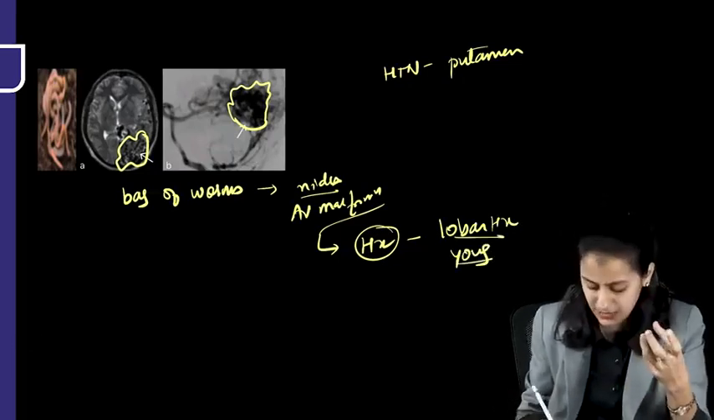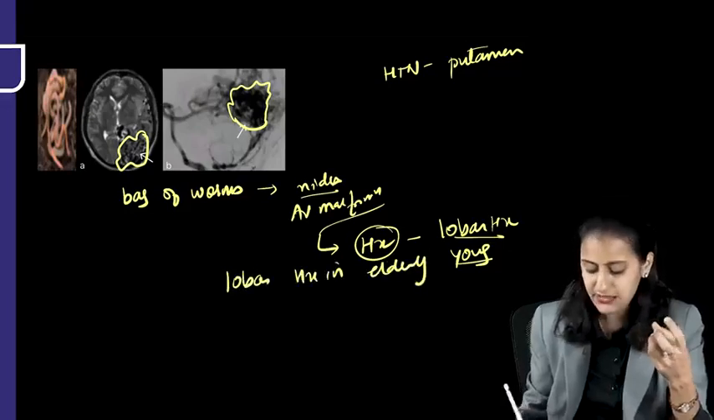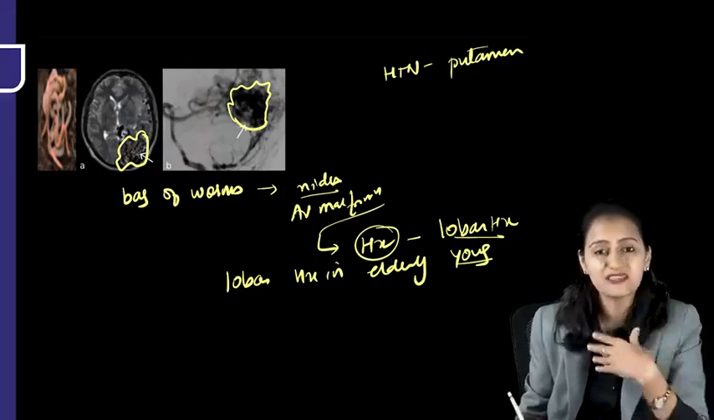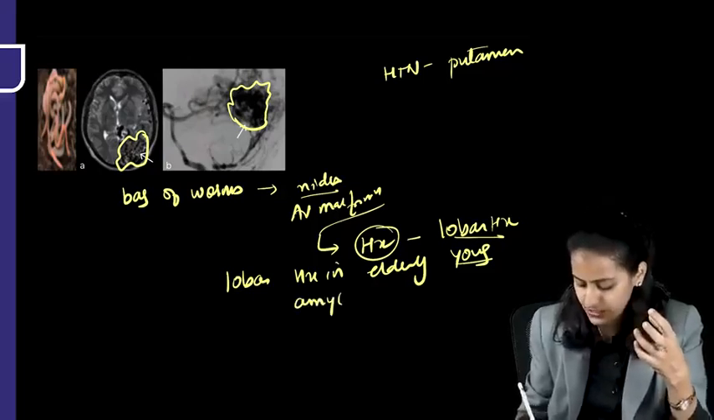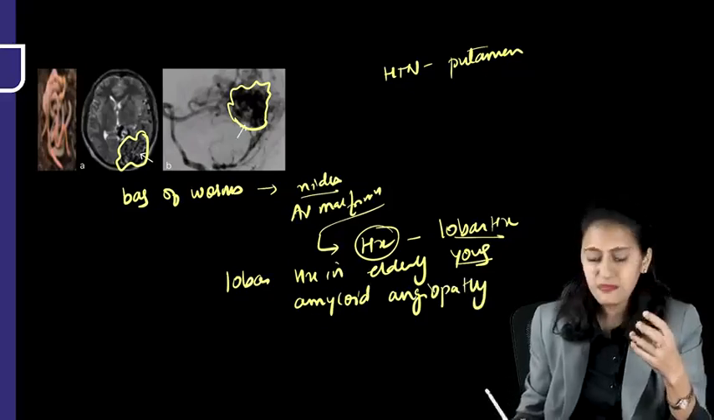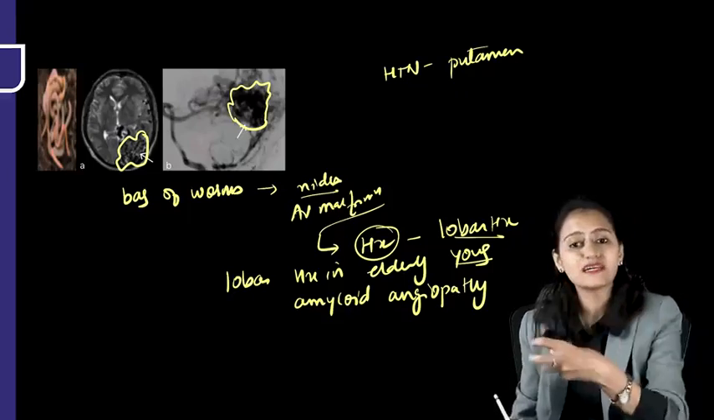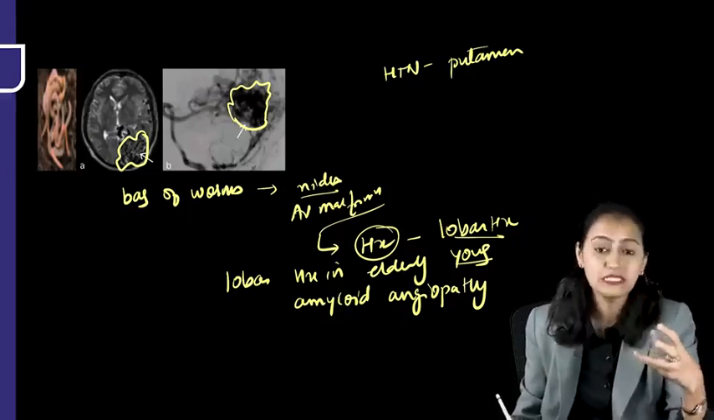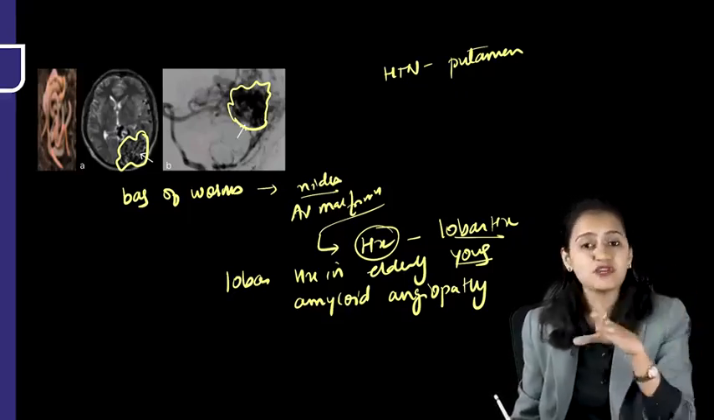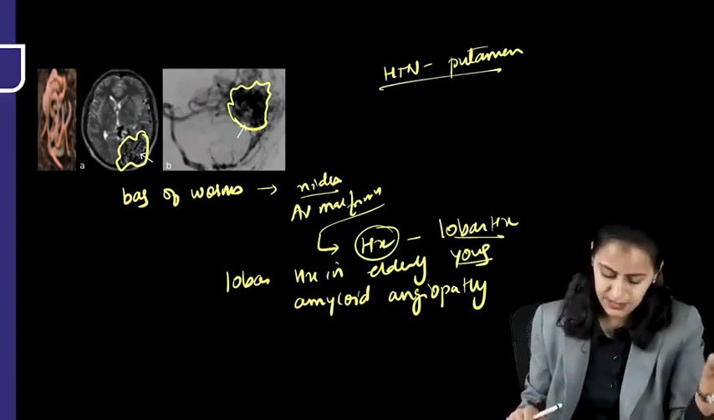If it's recurrent multiple lobar hemorrhage in an elderly patient, then what do you think of? In elderly, the weak vessels, amyloid deposition, amyloid angiopathy, right? So remember, young patient lobar, AV malformation, elderly patient recurrent lobar, amyloid angiopathy, and you have a hypertensive patient with putaminal bleed, then it's a hypertensive intraparenchymal hemorrhage.